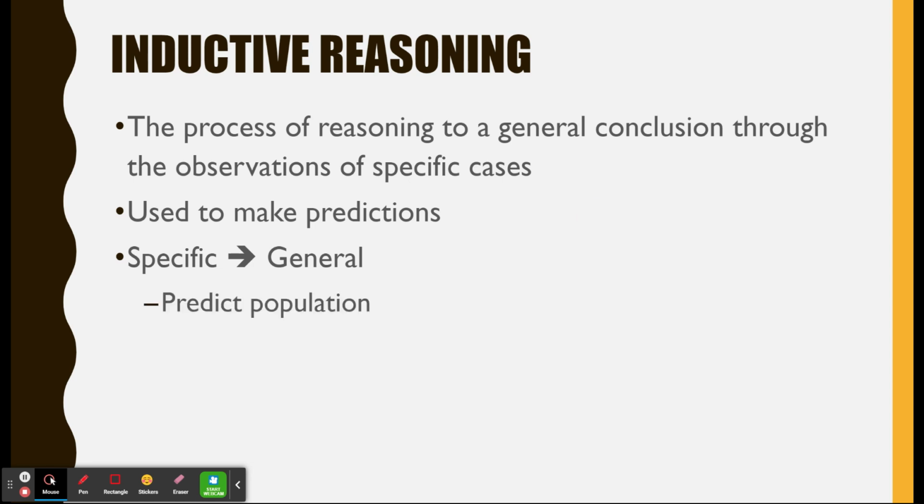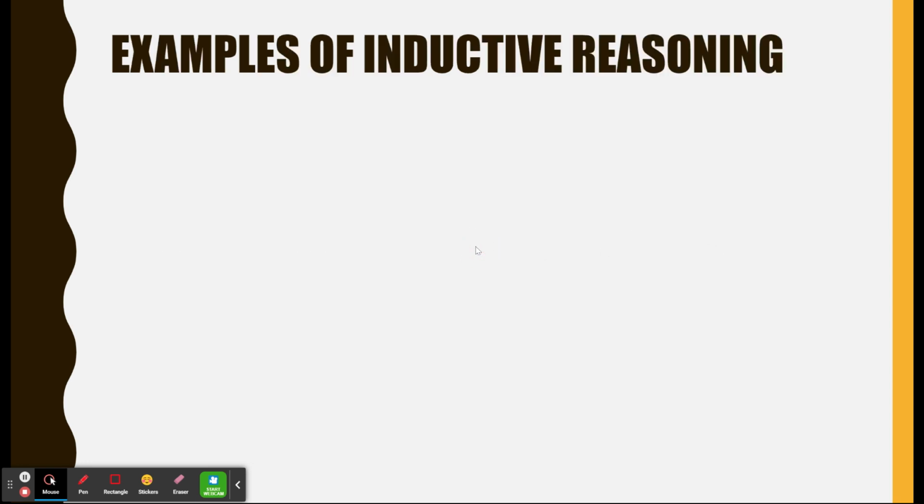For example, predicting the population, taking DNA and fingerprints and using them for identification. We've found that individuals each have a separate set of fingerprints or DNA, and we can use that information to identify people, especially in criminal cases. So here are a couple examples of inductive reasoning.